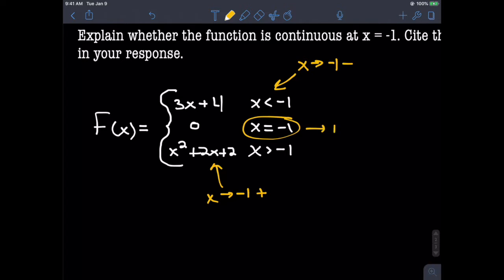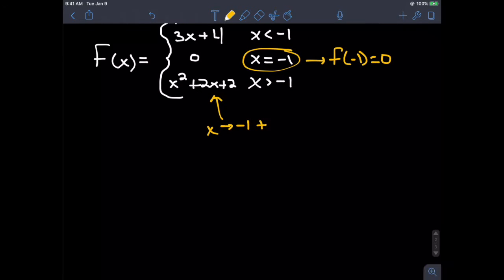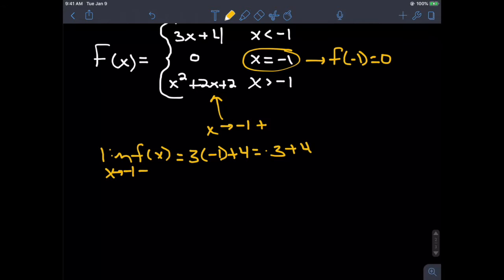And this piece right here gives us a nice handy piece of information. This tells us that f of negative 1 equals 0, which means that the function exists at this point. So let's go ahead and find this limit. The limit of f of x as x approaches negative 1 from the left is 3 times negative 1 plus 4. So we're plugging into this left-hand equation here. We get negative 3 plus 4, and that gives us positive 1.